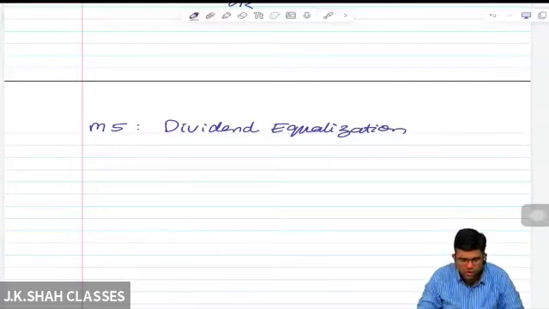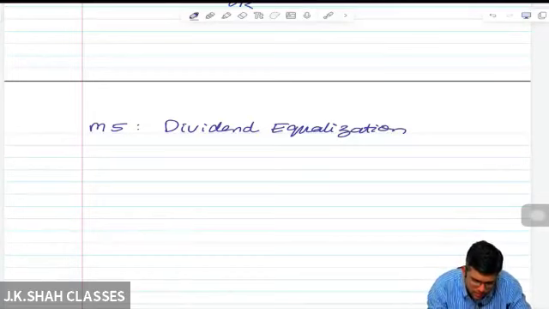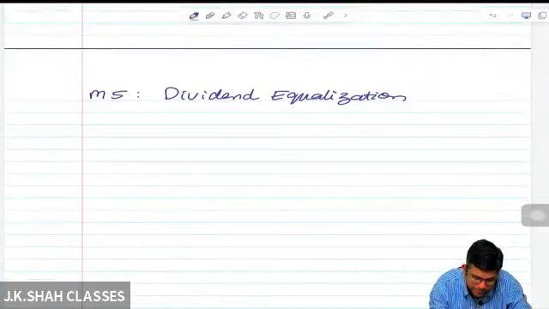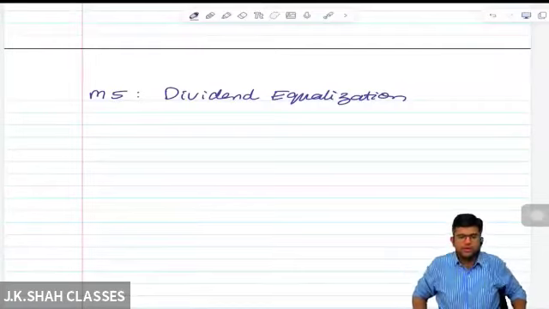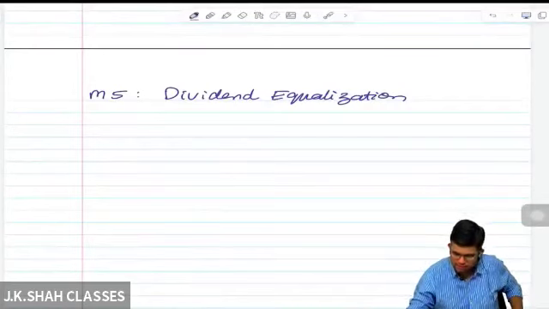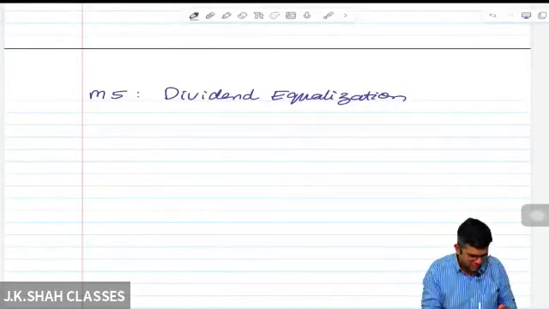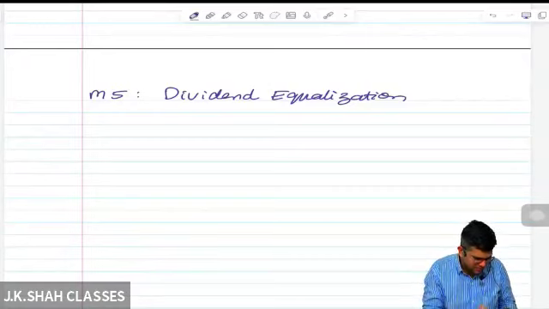All right, dividend equalization. Now, what is this concept all about? Please pay attention. For this, I have to first of all teach you something called partnership accounts. You know what partnership accounts are, right? So a little bit of partnership accounts I'll teach you. It's very simple. Just 1 minute.